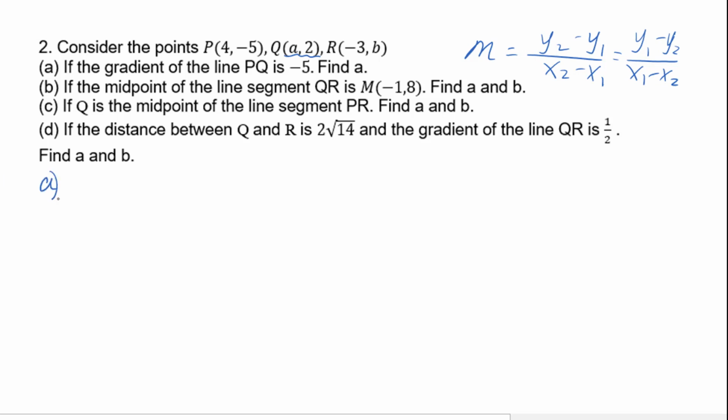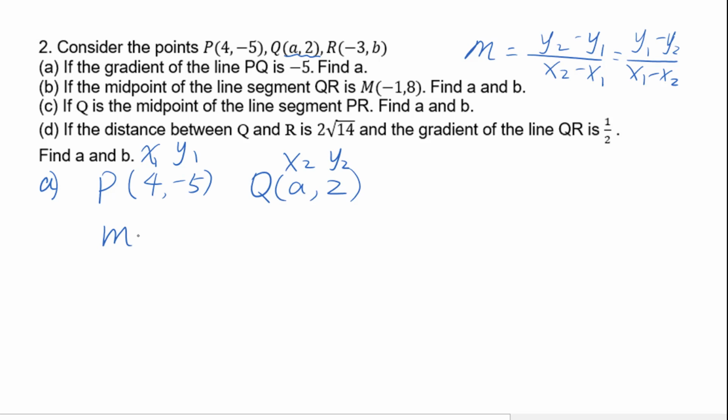So for part A, P and Q. P is (4, -5). Q is (a, 2). We will label x1, y1, x2, y2. Then use the formula for gradient, or slope, equals y1 minus y2, -5 minus 2, over x1 minus x2, that's 4 minus a, equals -7 over 4 minus a.